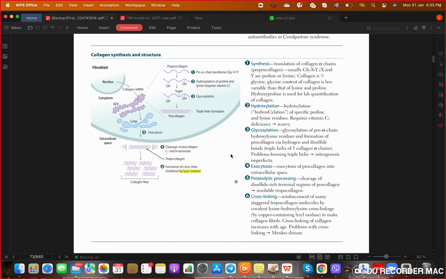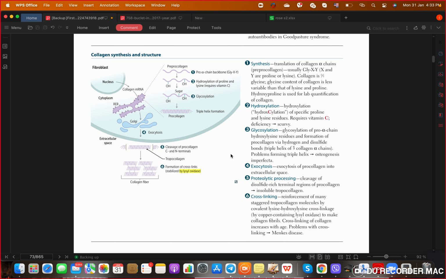I cannot emphasize enough how important this concept is. They will ask you about the hydroxylation of proline and lysine residues. They will ask which vitamin it requires, and the answer will be ascorbic acid. Do we see vitamin C anywhere else, Doc?